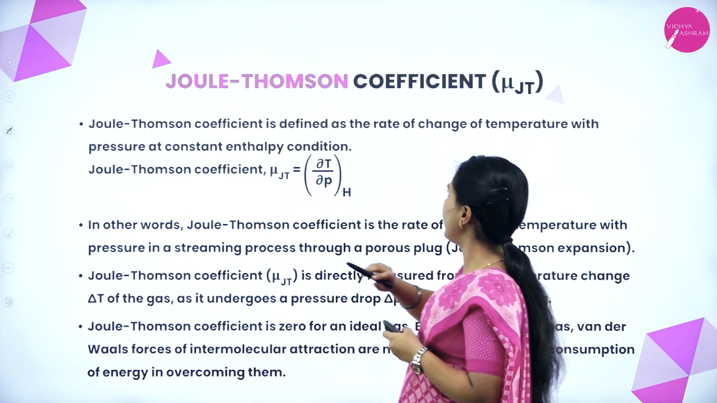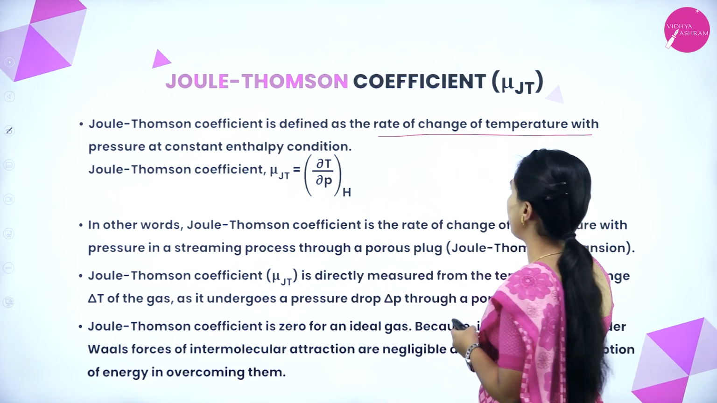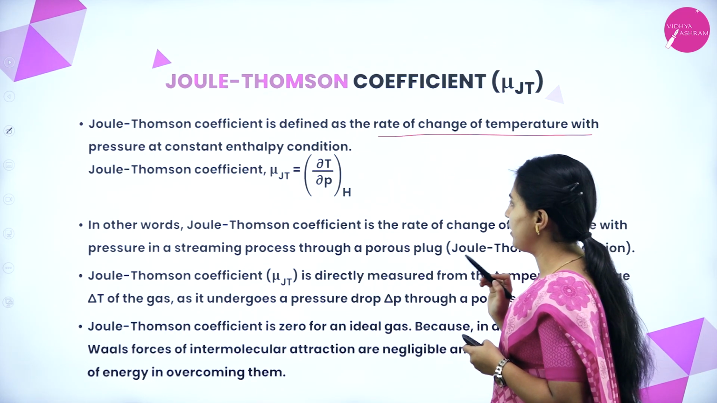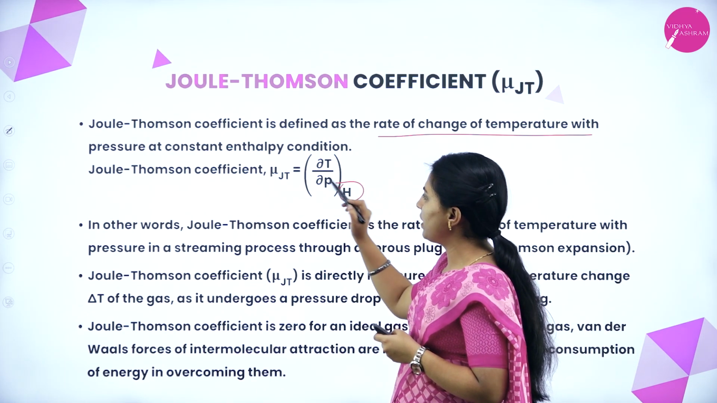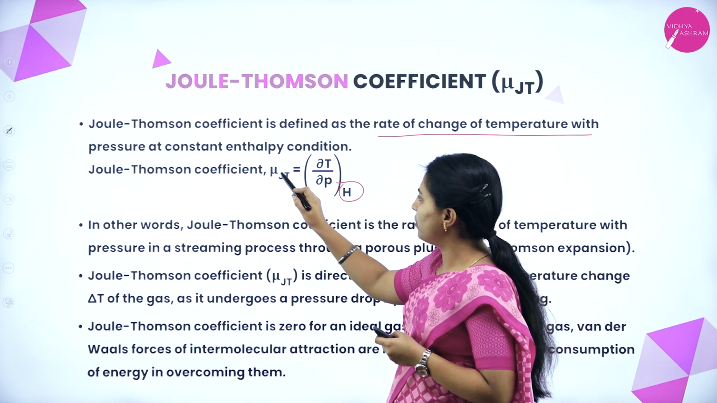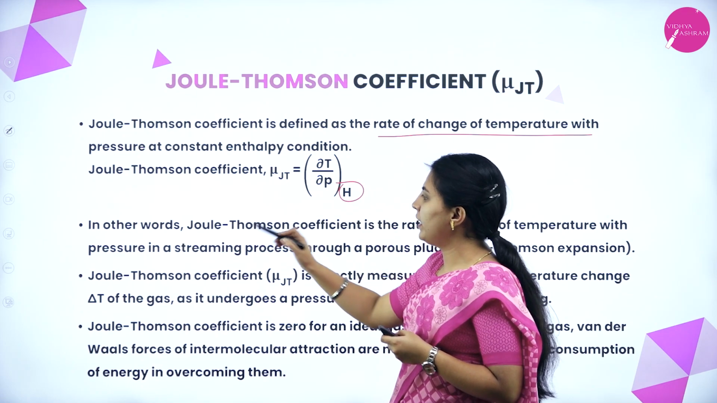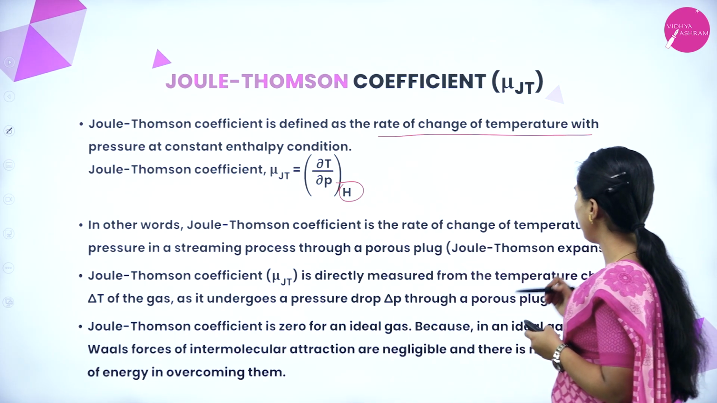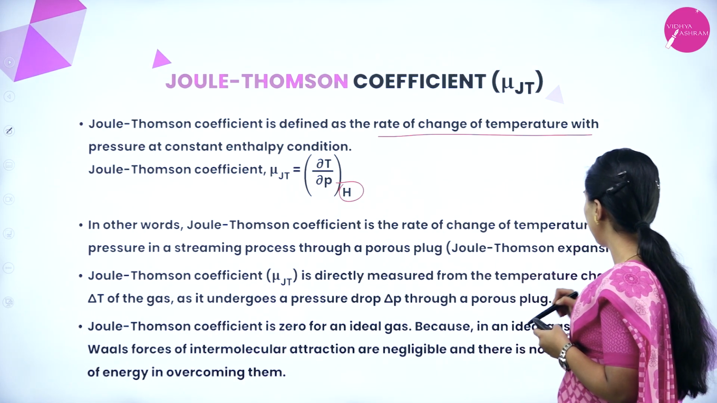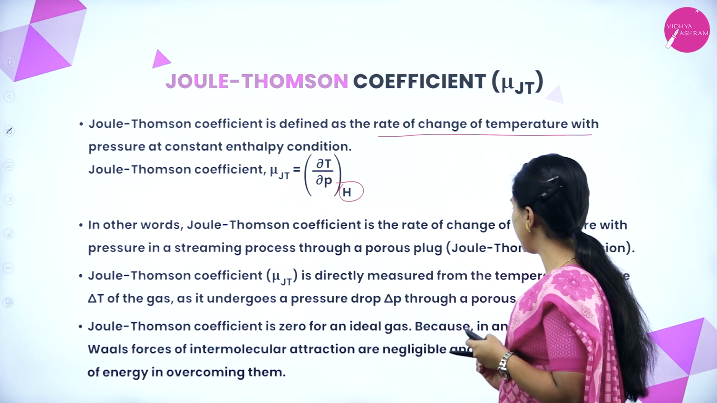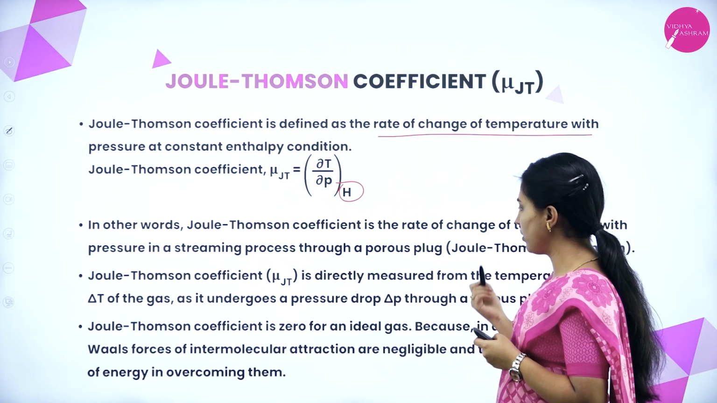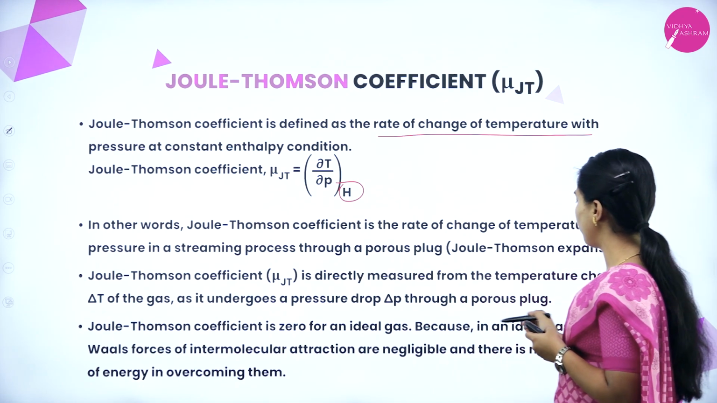Next, the Joule-Thomson coefficient. The Joule-Thomson coefficient is defined as the rate of change of temperature with pressure at constant enthalpy. This is constant enthalpy; temperature and pressure are seen here. This is the Joule-Thomson coefficient. In other words, it is the rate of change of temperature with pressure in a streaming process through a porous plug. It is directly measured from the temperature change delta T of the gas as it undergoes a pressure drop delta P through a porous plug.